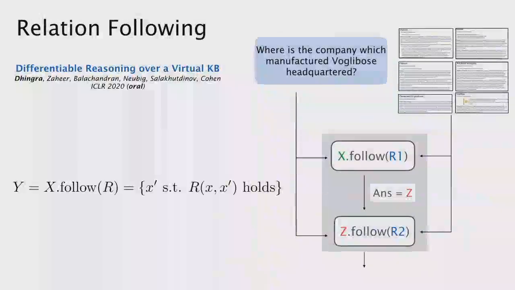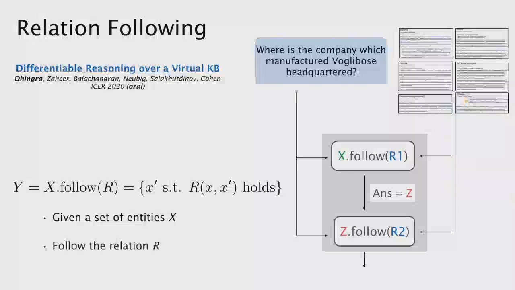At the heart of the approach that I'm going to describe is what I call a relation following operation. This operation is really motivated by how people use knowledge bases, and it works something like this. Given a starting set of entities X, we want to follow the relation R to arrive at an output set of entities Y such that every member of Y satisfies the relation R with some member of X.